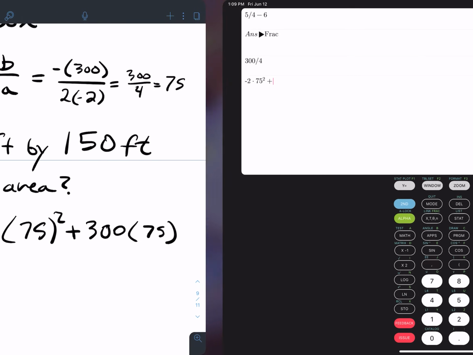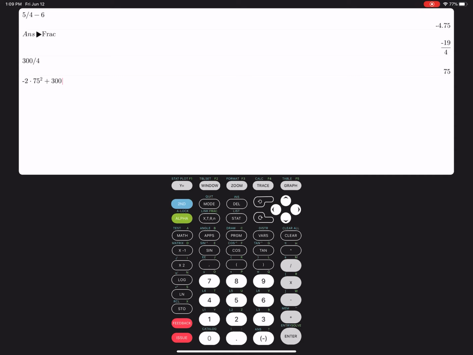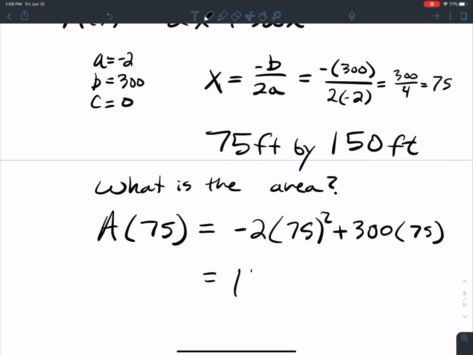If I plug that in, negative 2 times 75 squared plus 300 times 75, enter, 11,250. So 11,250 feet squared.